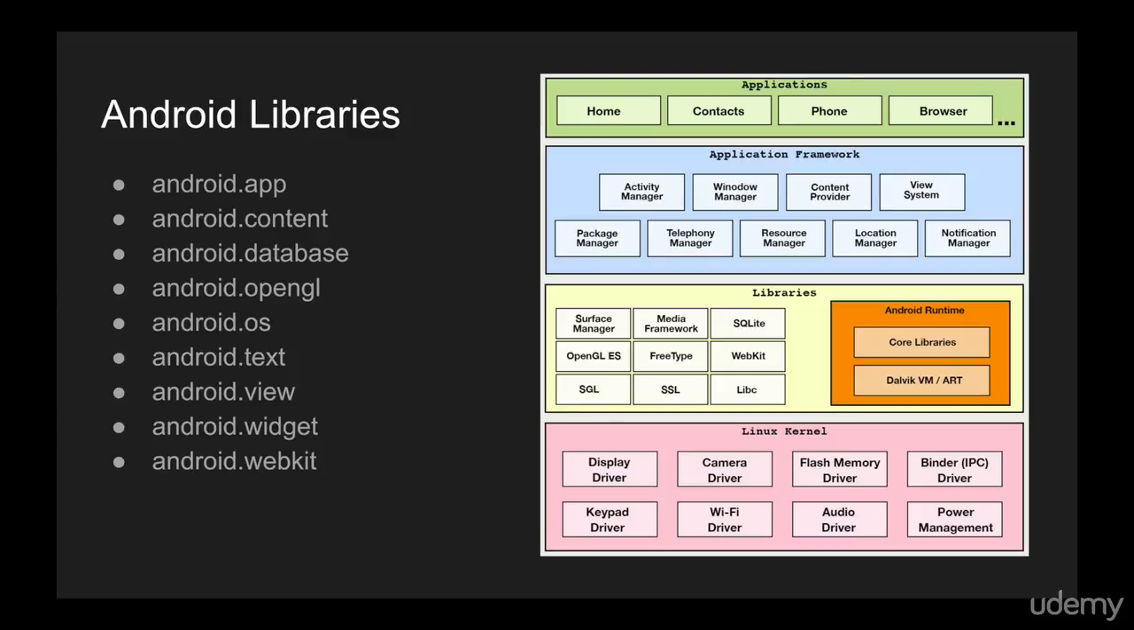android.database is used to access data published by content providers and includes SQLite database management classes. android.opengl, a Java interface to the OpenGL ES 3D graphics rendering API. android.os provides applications with access to standard operating system services including messages, system services, and interprocess communication. Next, android.text is used to render and manipulate text on a device display. android.view, the fundamental building block of application user interfaces.